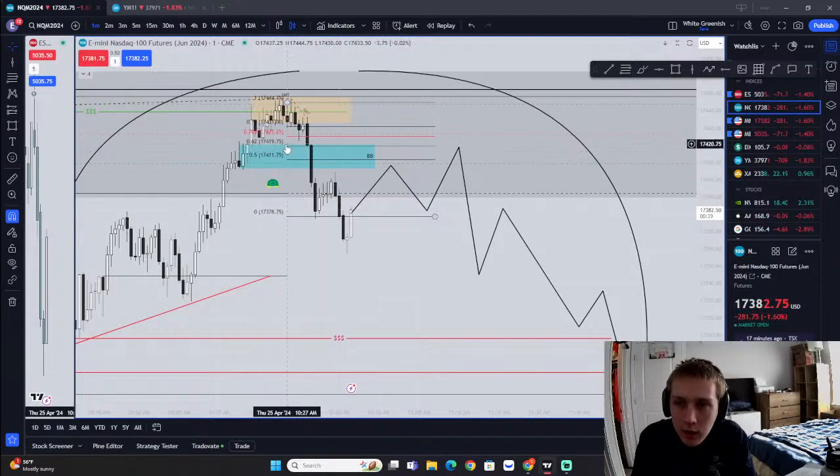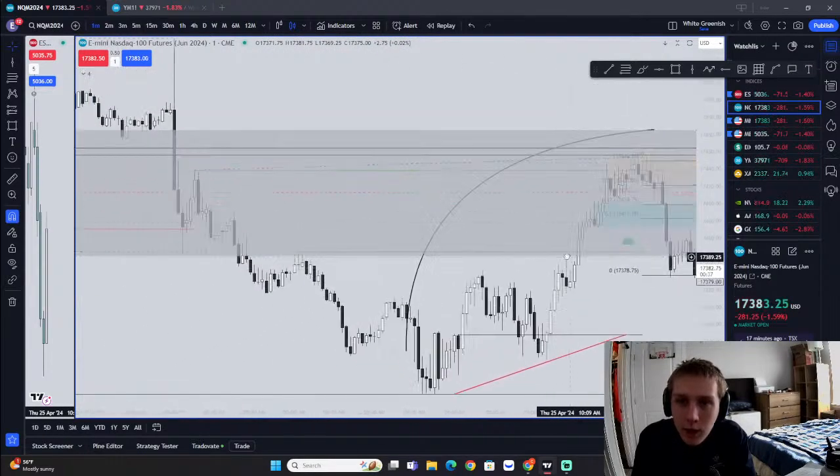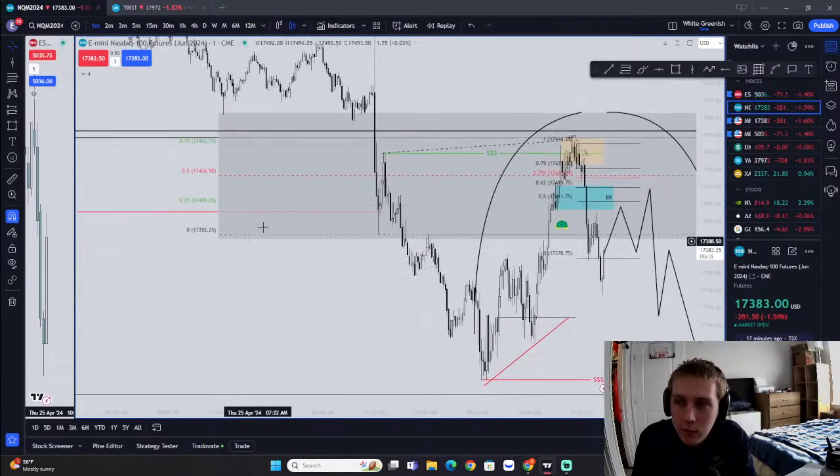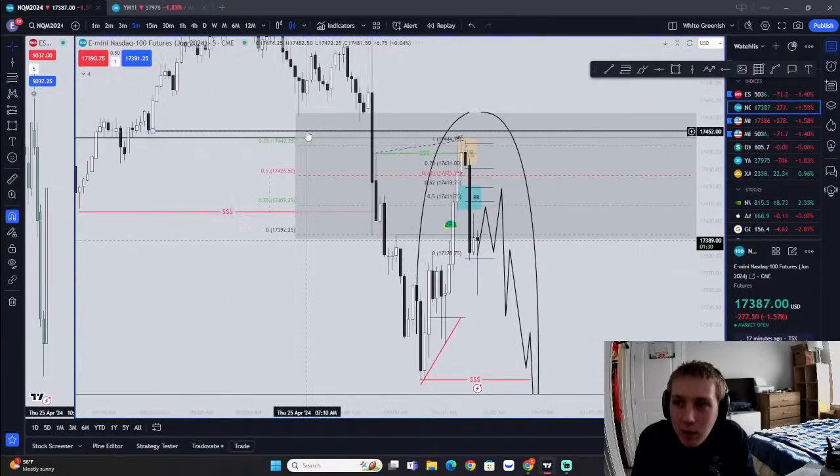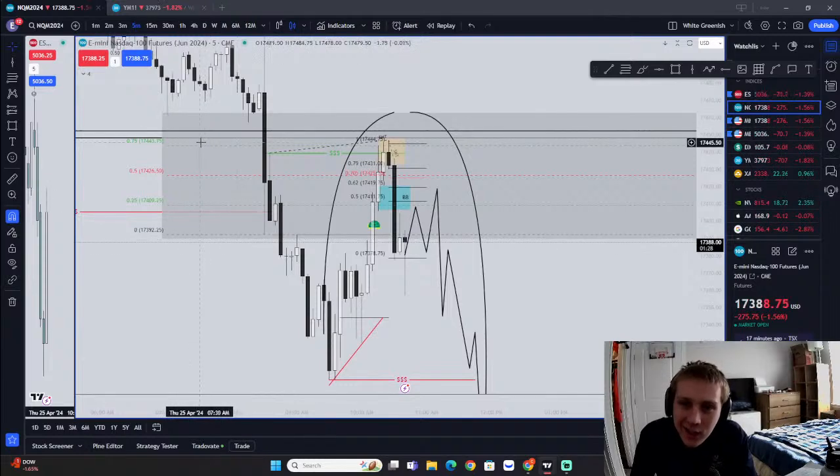I kind of have a lot of stuff in my chart right here, but I'm going to delete this. Guys, look at where we respected in this gap. I had this up here for a reason. Look at where we respected.